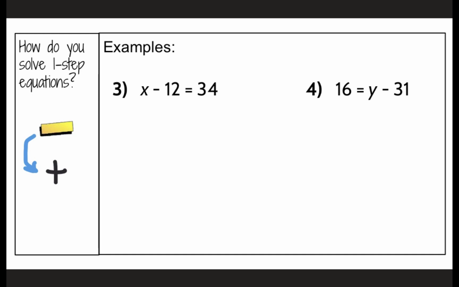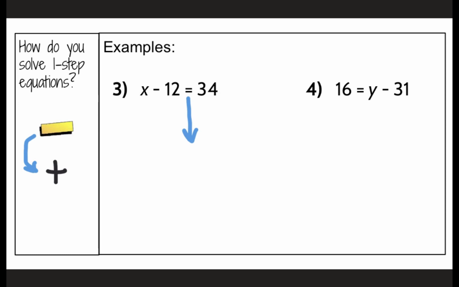So let's go ahead and do number 3 together. x minus 12 equals 34. I'm going to draw my arrow down, it helps me keep my work organized, and remember to maintain equality. We have x minus 12. Remember, when we're solving equations, we want to find the value of the variable, get it by itself. So I need to get this minus 12 out of here. That means I need to add 12 to both sides.